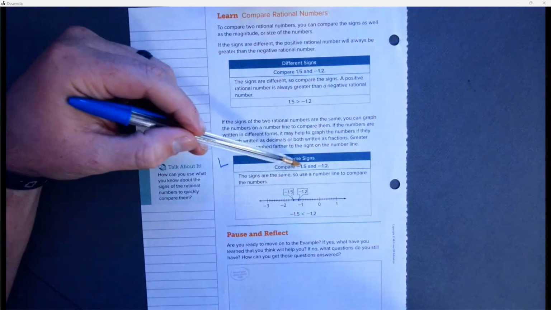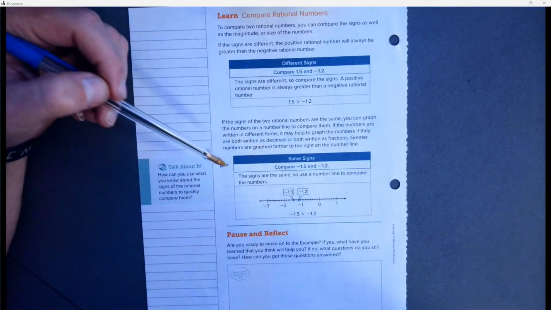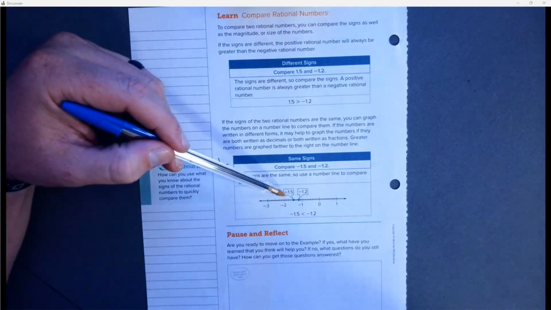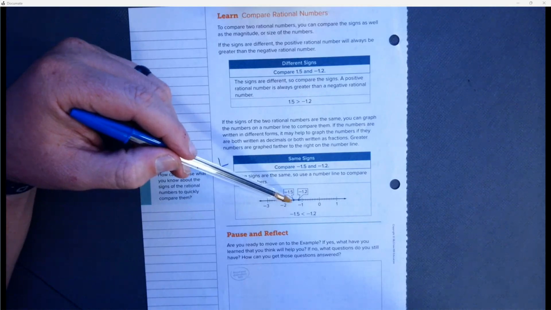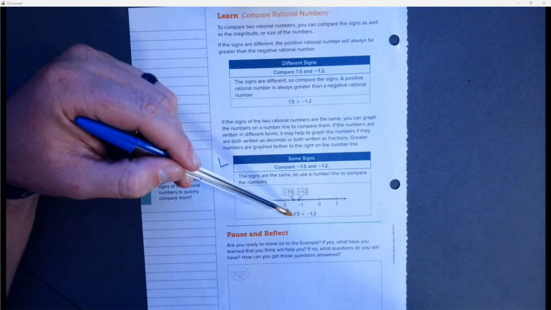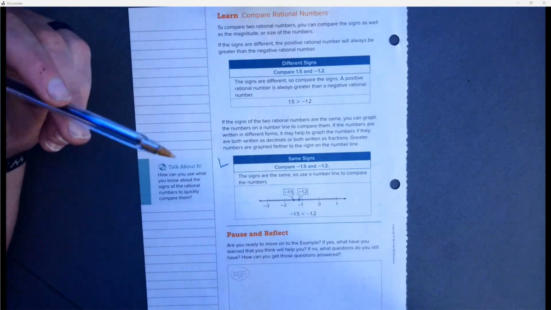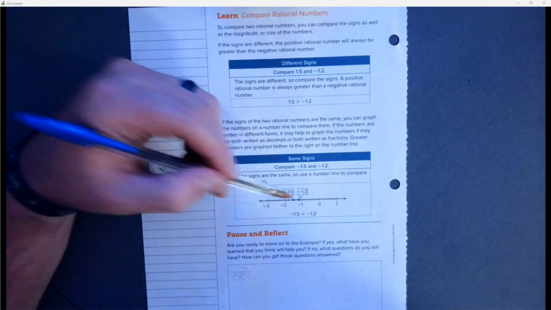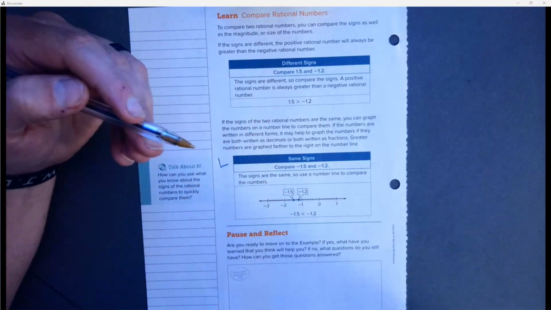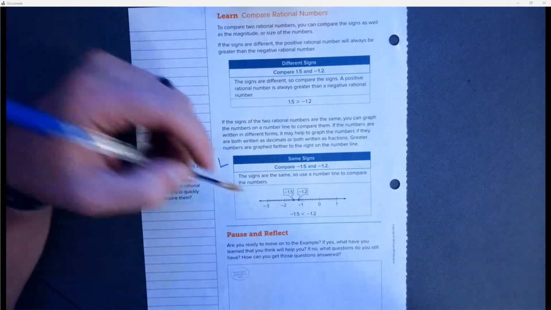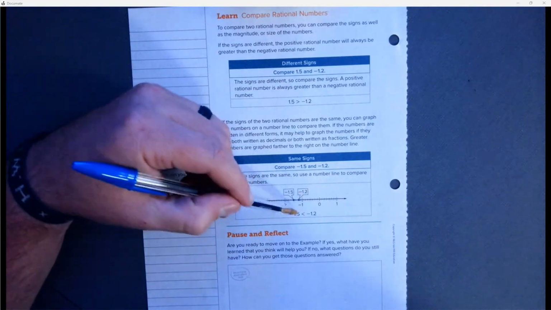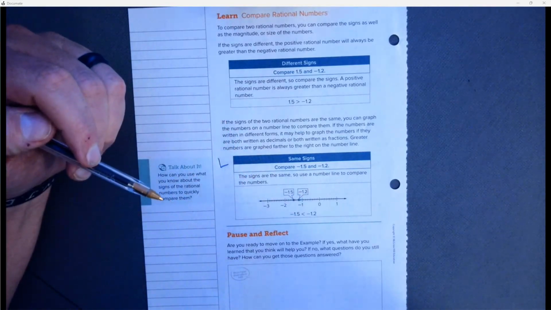So we're going to compare negative 1.5 and negative 1.2. The signs are the same, so we can use a number line to help us compare. Negative 1.5 is further to the left than negative 1.2, so that means negative 1.5 is less than negative 1.2. We can also look at the magnitude of the numbers, and 1.5 is a greater number than 1.2, but since they are negative, that means it is actually a lesser number. So negative 1.5 is less than negative 1.2.